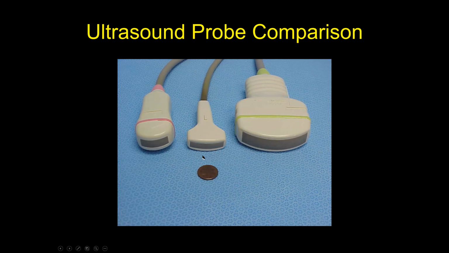Here are 3 different ultrasound probes. Here's a penny just to give you an idea of size. So here's a little sector probe here. This probe would generate kind of a pie-shaped image. But I can't tell you if this is a 20 megahertz probe or a 2 megahertz probe. Okay. This is another probe, different footprint, larger footprint where it actually touches the skin. Okay. But again, I can't tell you what frequency that probe is.